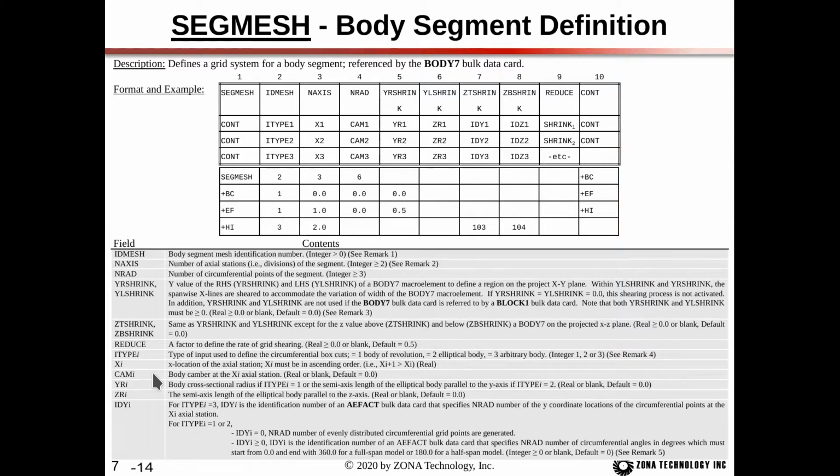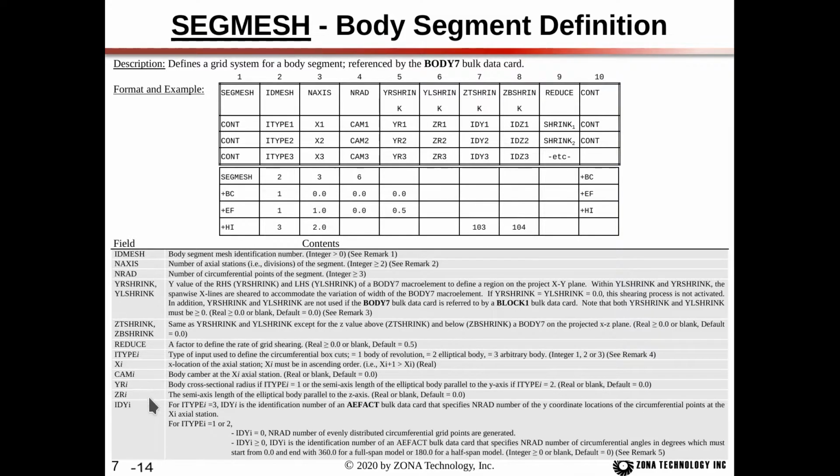Next is the camber. Camber allows you to define the body camber of this particular station. Usually this is only used with the body of revolution or elliptical body modeling types. So if you have a body of revolution but then with some camber, you can use the camber field. If you're using the arbitrary body, you probably don't want to make use of the camber because that just makes everything complicated and confusing. But basically the coordinates at this particular X station will then be shifted by this camber amount.